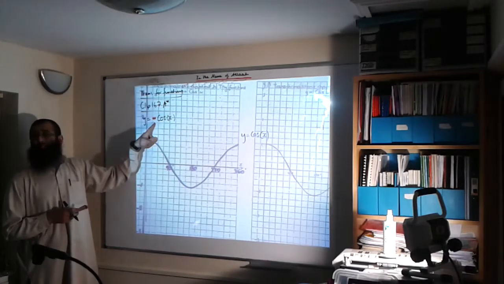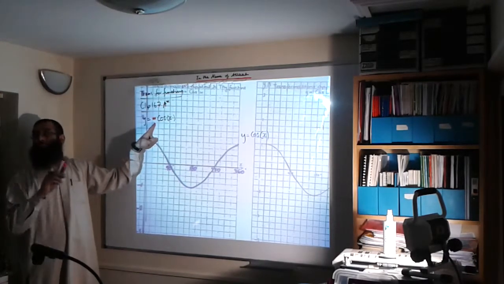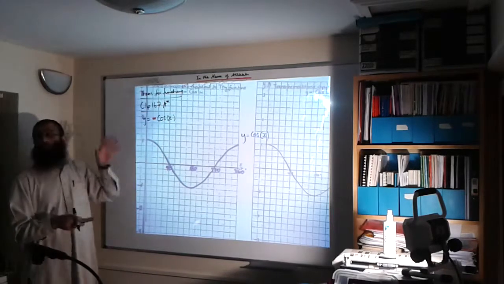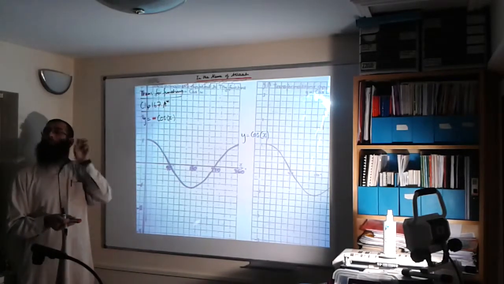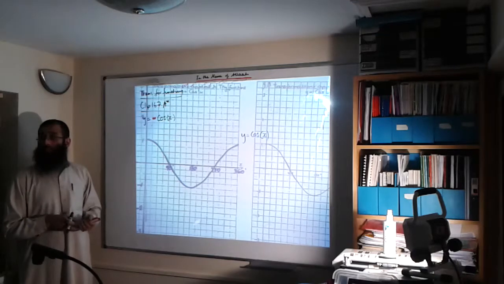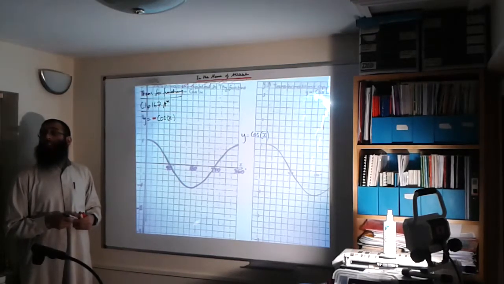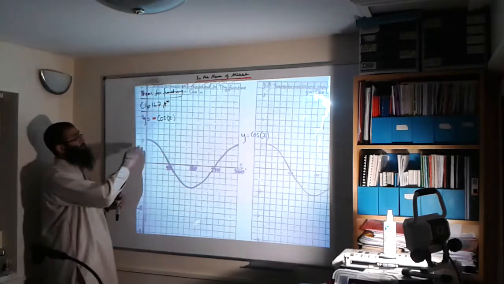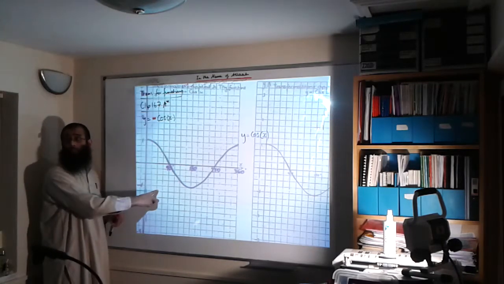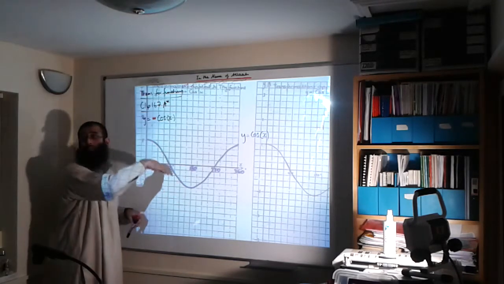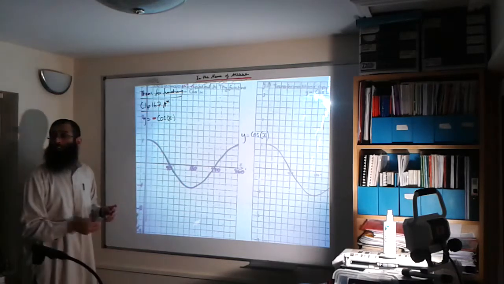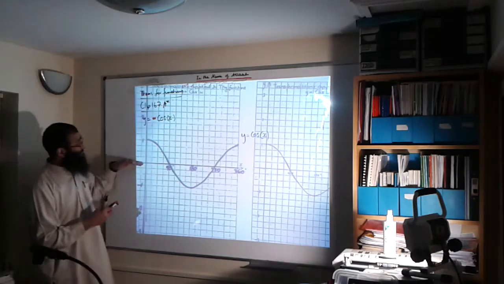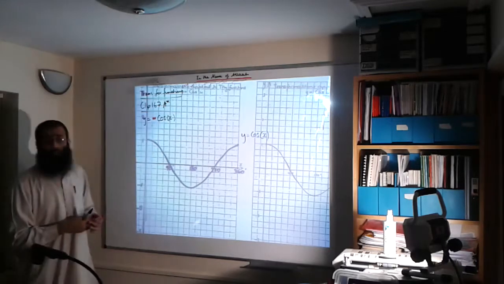Now, what is the effect of putting a minus at the beginning of the function? Not inside the function, but outside, where we had the multiplier. What do you think the minus does? The minus makes the graph reflect. So your function that's above becomes below, and the one that's below becomes above. We're literally going to reflect the function in the x-axis. That's what the sign does.